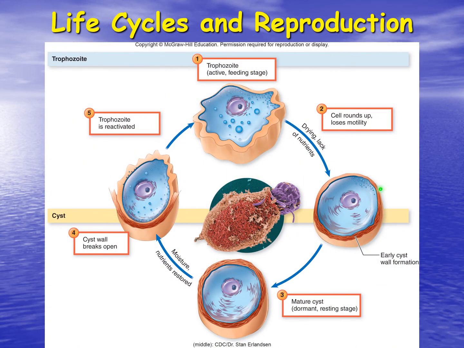So here's the life cycle. The trophozoite is actively feeding and reproducing, but now the environment becomes dry. Cells begin to round up, they lose their motility, and we form a wall around the organism. So this is a mature cyst, and this can be encysted into tissues. But when moisture returns, the cyst wall breaks open, and this then reactivates into the trophozoite stage.